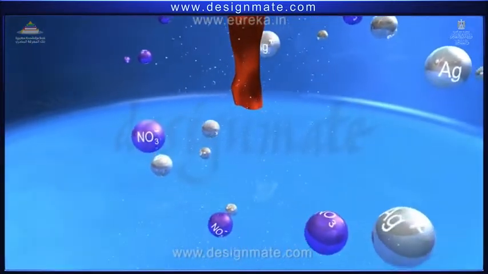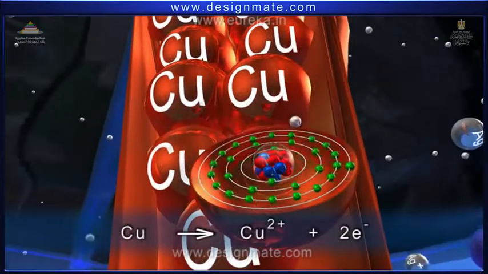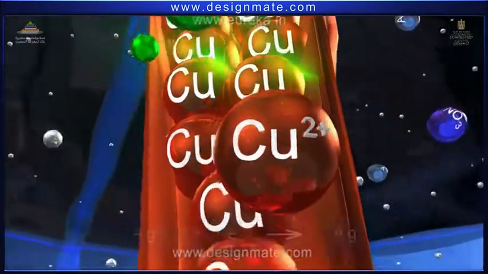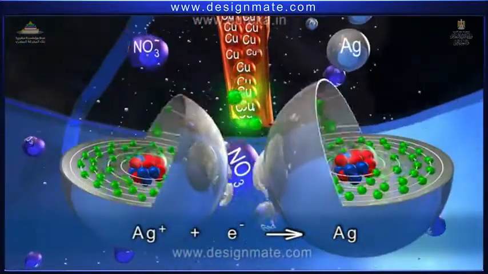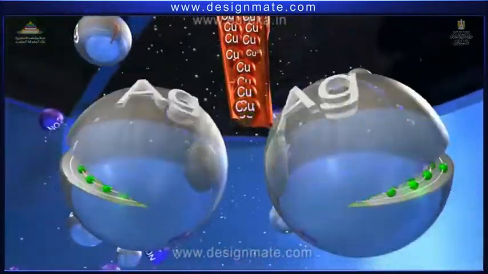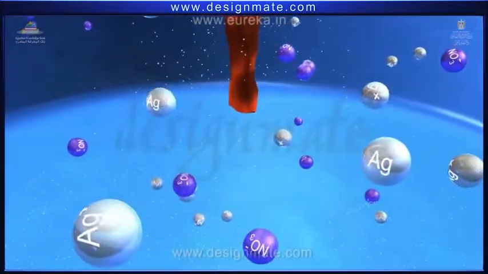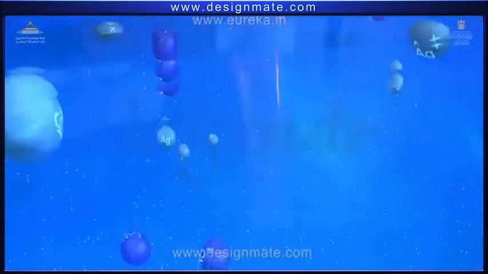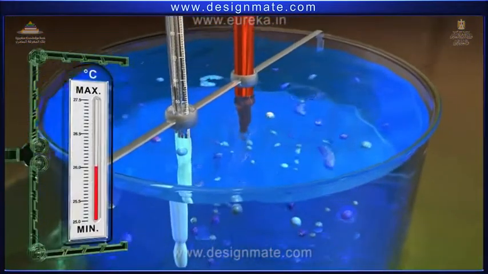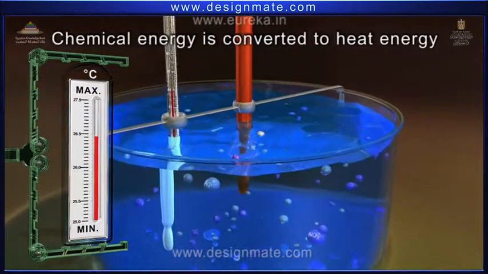In this experiment, a copper atom from the rod loses 2 electrons and gets oxidized to a copper 2+ ion. Silver+ ion gains these electrons and gets reduced to metallic silver. This gets deposited at the bottom of the vessel. Thus, a redox reaction takes place in the same beaker. If a thermometer is introduced in the vessel, it shows a rise in temperature as the chemical energy is being converted to heat energy.